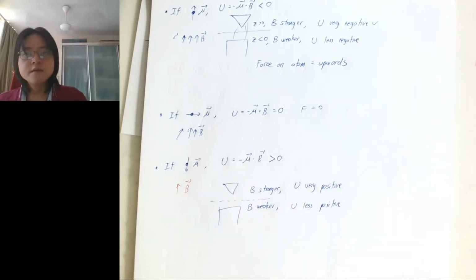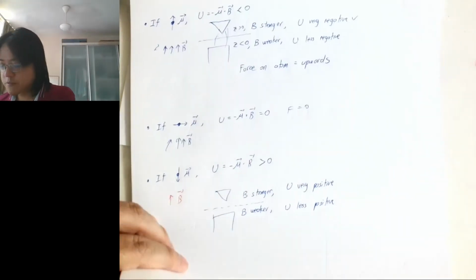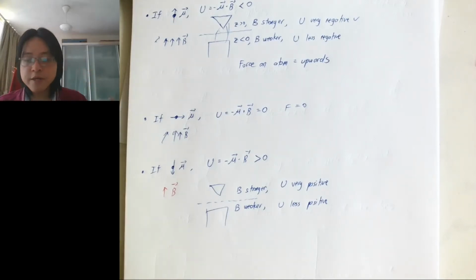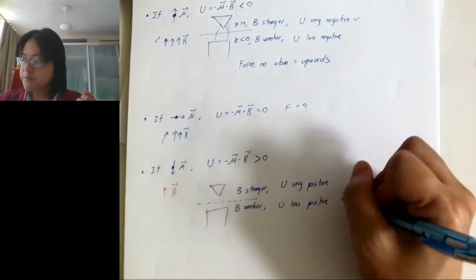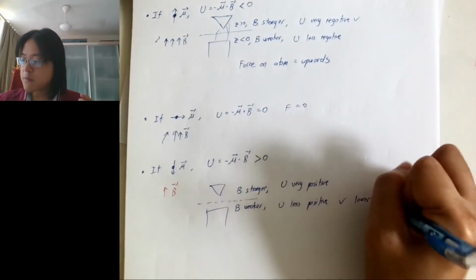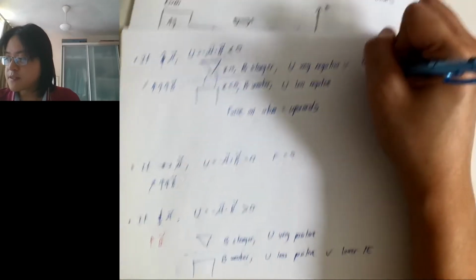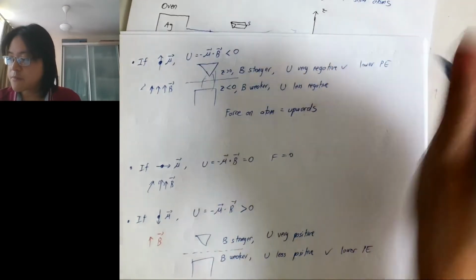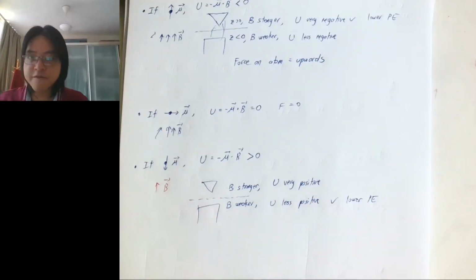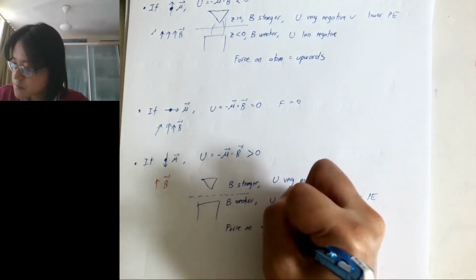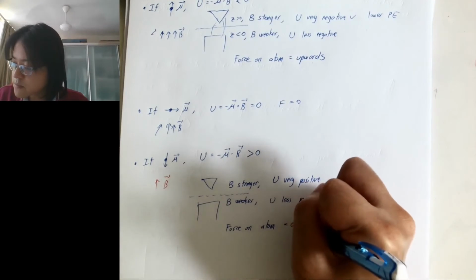The particle will get pushed to a region of low potential energy. So where will it get pushed? This part is lower potential energy, down here. So in this case, the force on the atom is down.